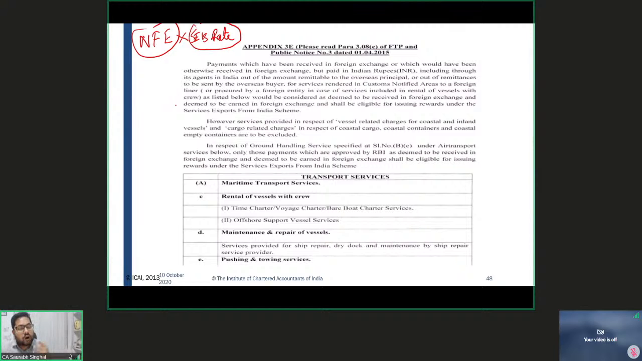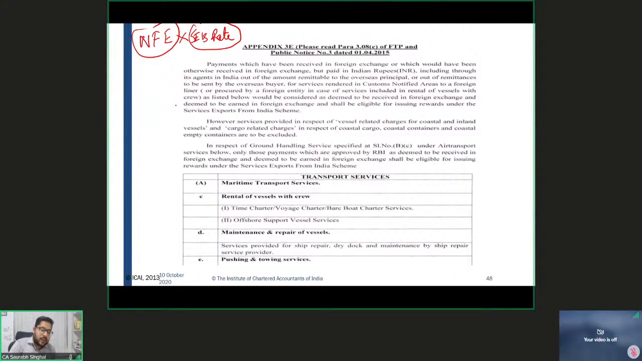And in what two modes are services exported out of India? Mode 1 and Mode 2. Mode 3 and Mode 4 are not eligible. Mode 1 and Mode 2 is by providing service sitting in India, or by providing services to a foreign tourist who has come to India. In these two modes, if services are exported and foreign exchange is earned, you get SEIS. But Appendix 3 is an exception.